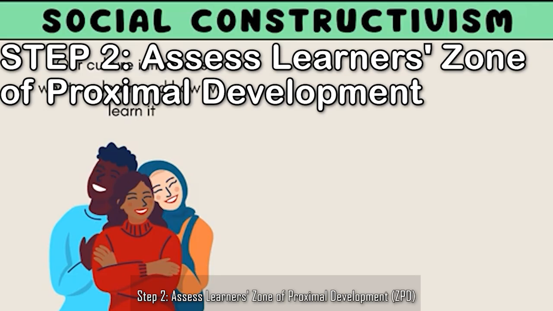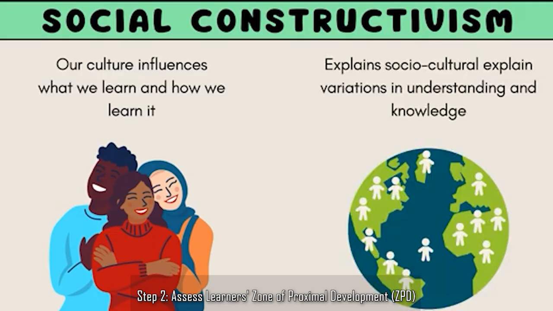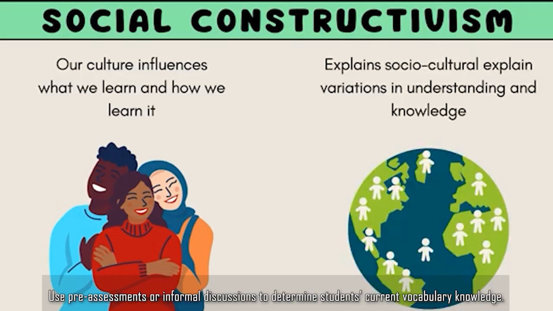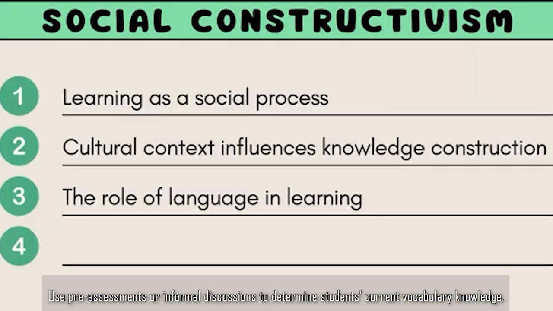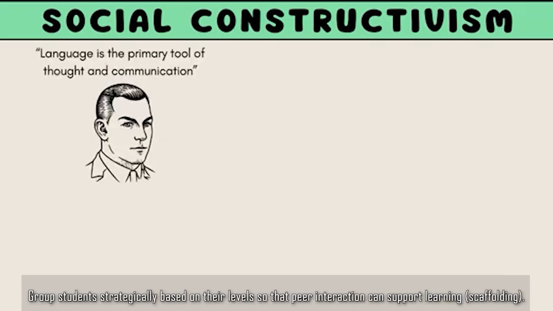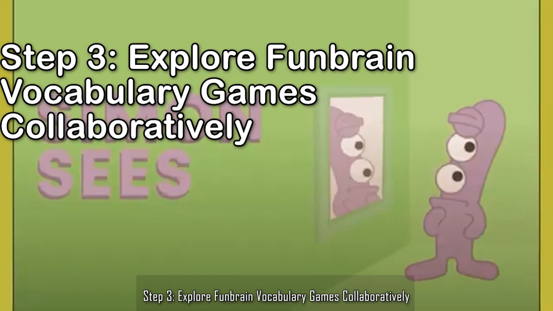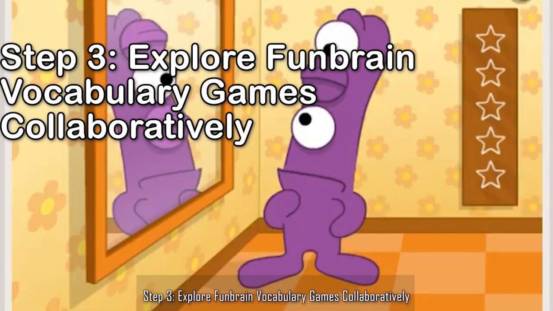Step 2. Assess learners' zone of proximal development, or ZPD. Use pre-assessments or informal discussions to determine students' current vocabulary knowledge. Group students strategically based on their levels so that peer interaction can support learning, or scaffolding. Step 3. Explore FunBrain vocabulary games collaboratively.